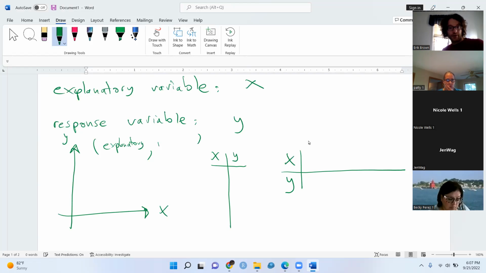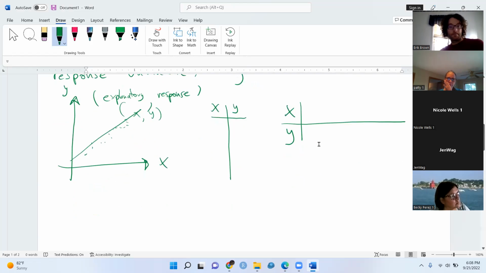So explanatory, response. And then we graph all these x comma y's, and we see, is there some sort of relationship, correlation? Like, do they seem to form a line? That looks linear. That looks like a positive linear correlation. Which leads us to chapter 4.